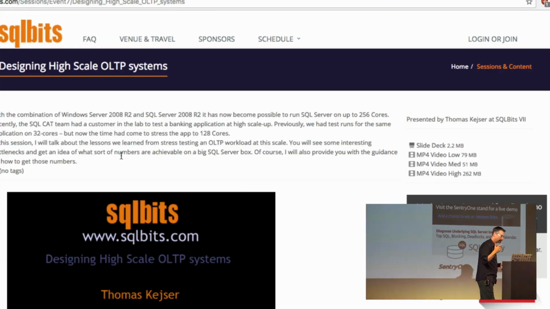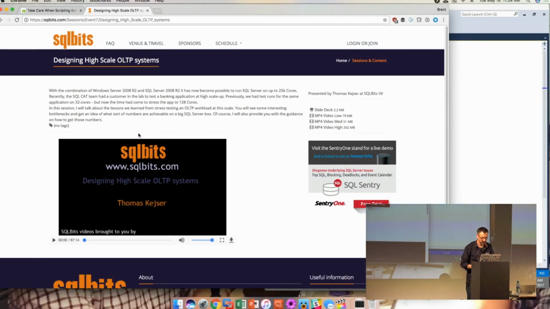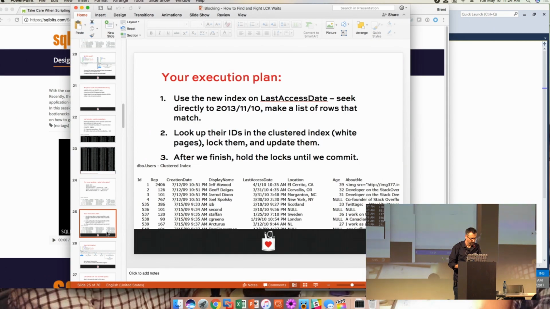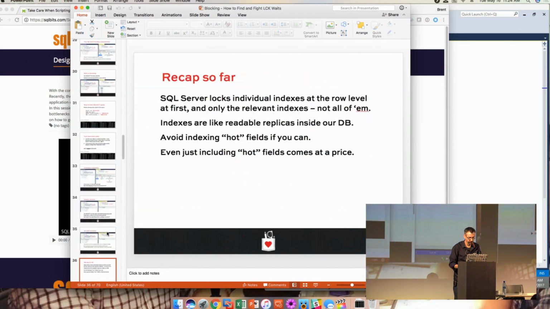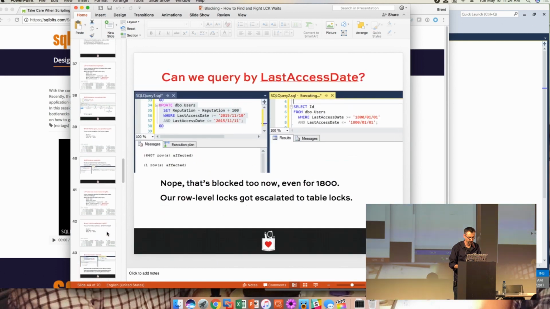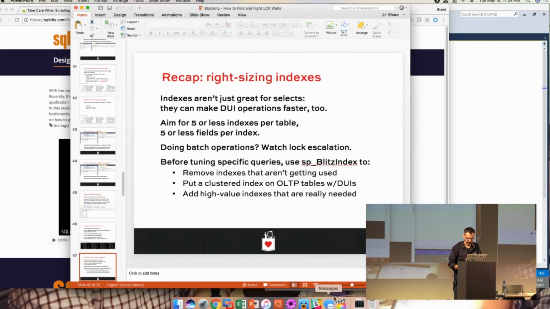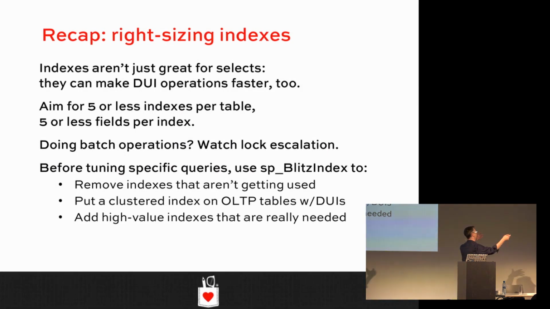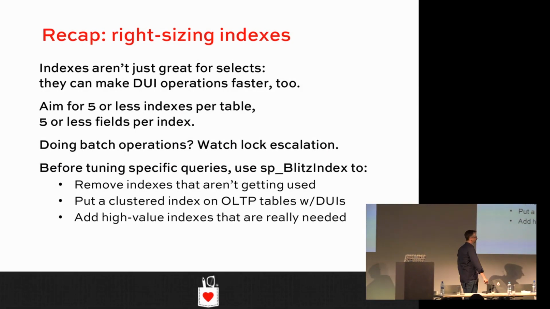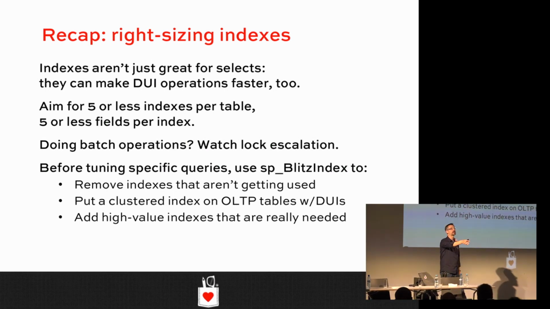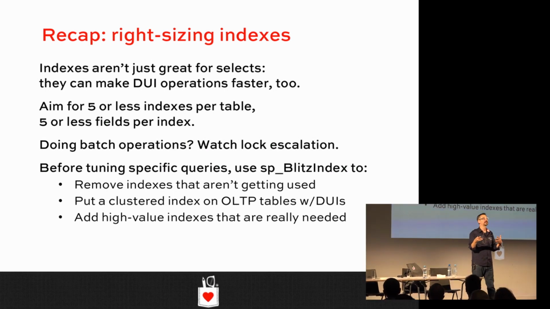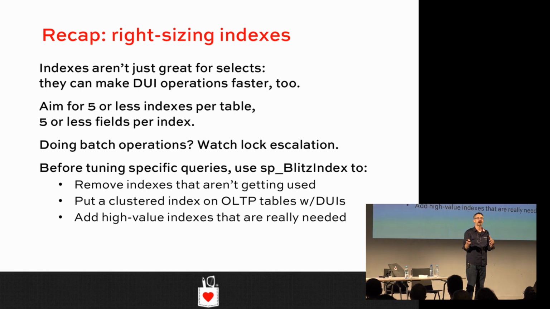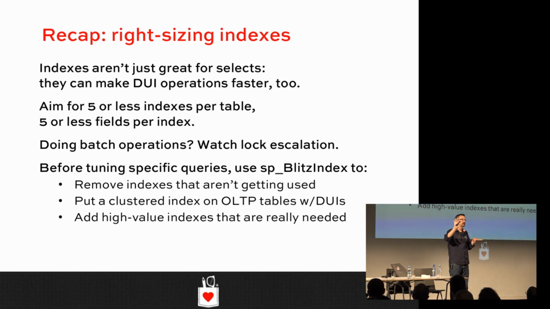All right, so next, to bring this back home, let's go back over here. Jump down. Here we go. So the takeaway out of that first part, and it makes it sound like I'm going to have 10 parts in this session, the takeaways out of the first part: indexes aren't just for selects, they're also for helping deletes, updates, and inserts go faster. I'm going to aim generally for around 5 indexes per table, around 5 fields or less per index.